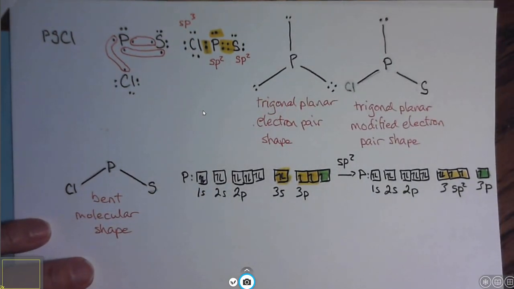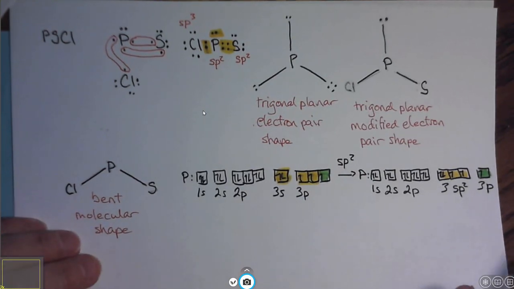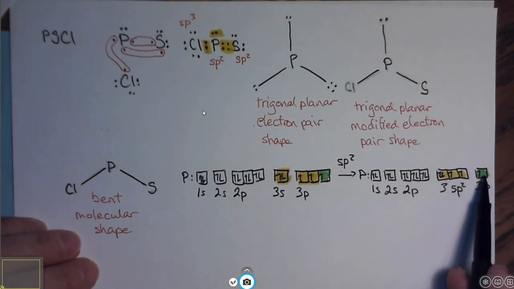And how many? Is it just like empty? Say what? Is it just like empty? Not empty. It's got 1 electron in it. Okay.